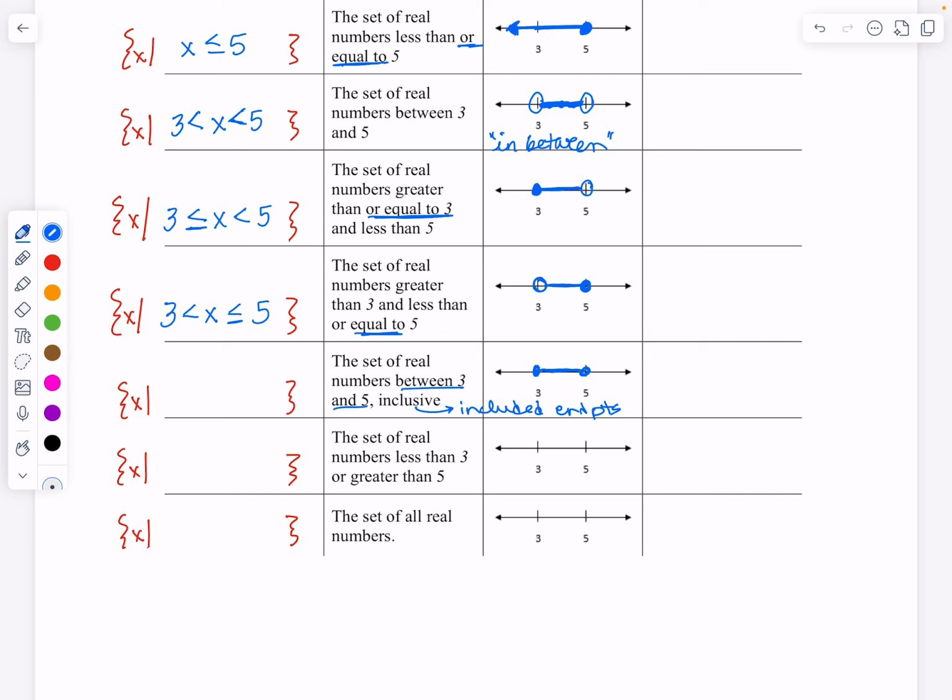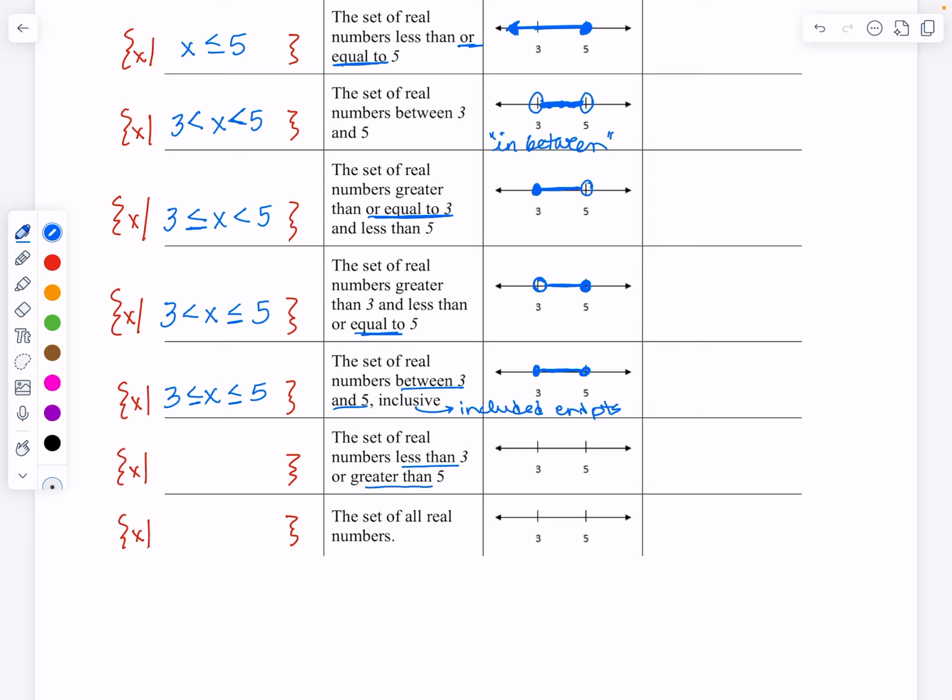So my endpoints are included. Again, I'm going to put the X between the 3 and the 5, less than signs, and both of them get the equal mark. All right, two left. The set of real numbers less than 3 or greater than 5.